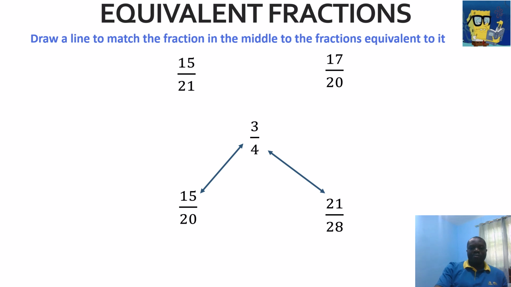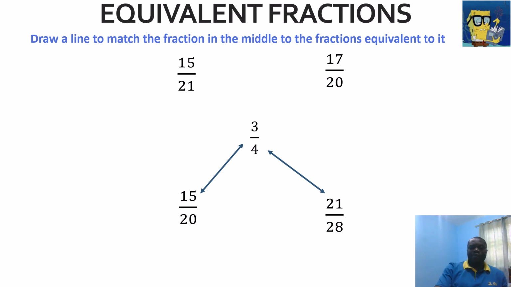When we check carefully, we see that 3 times 5 gives 15 and 5 times the denominator 4 gives 20. So in 15 out of 20, both the denominator and numerator were multiplied by 5. So in 3 over 4, both the denominator and numerator were multiplied by 5. Same for 21 out of 28. 7 times 3 gives 21, or 3 times 7 is 21, and 7 times 4 is 28.